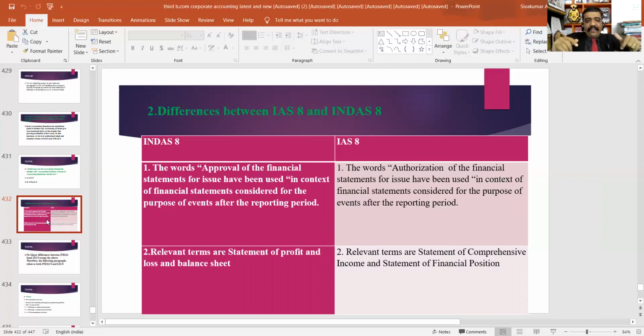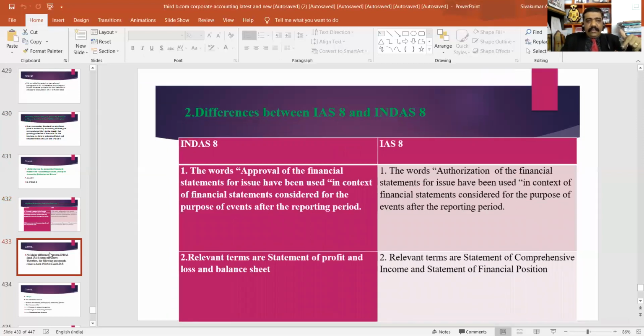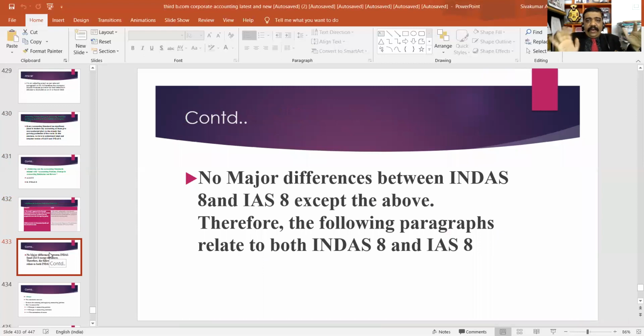Then, another difference: the relevant statements are the statement of profit and loss and balance sheet as far as INDAS 8 is concerned. Likewise, the relevant terms are statement of comprehensive income and statement of financial position as far as IAS 8 is concerned. No other major difference between INDAS 8 and IAS 8.